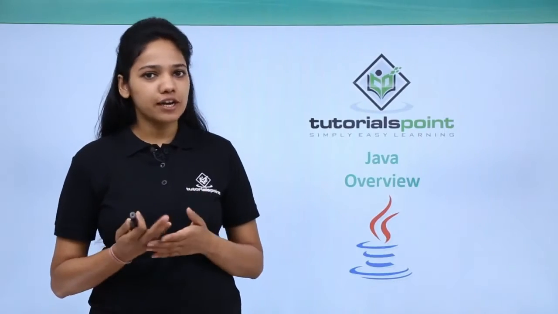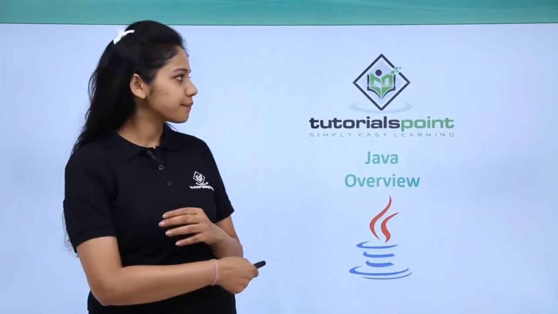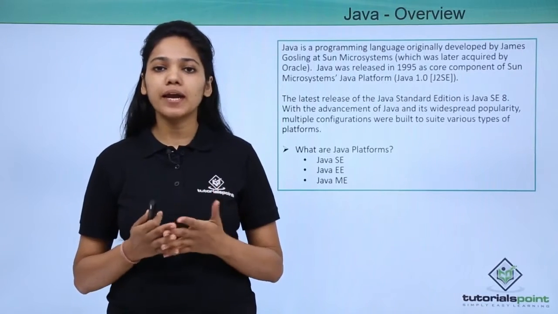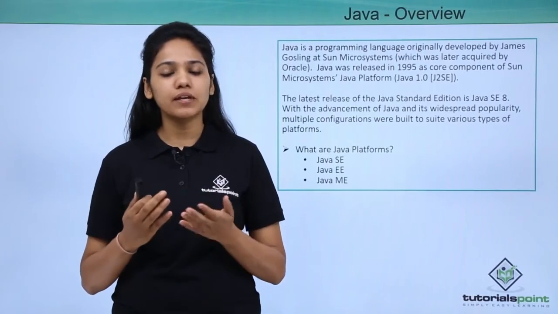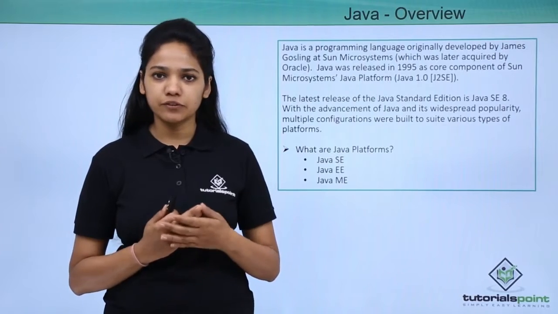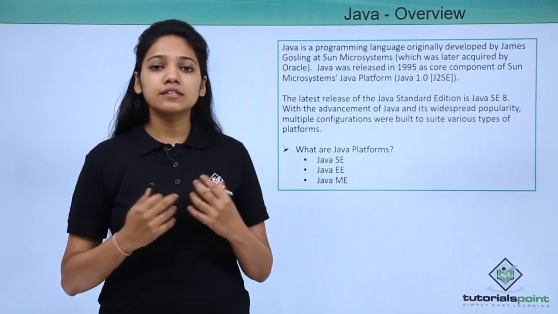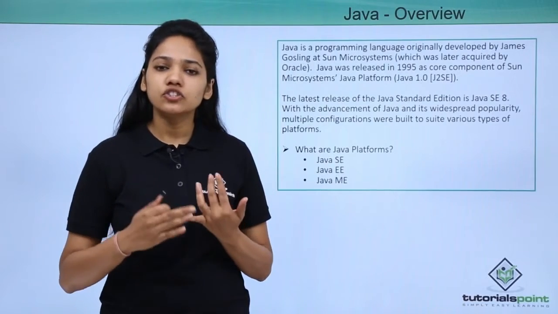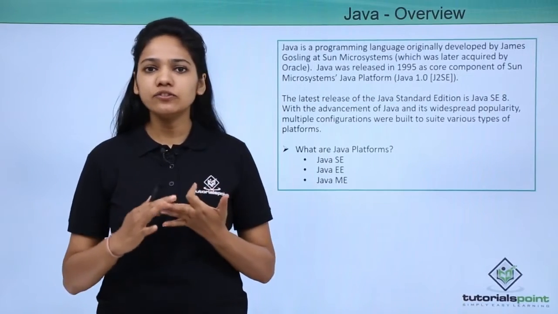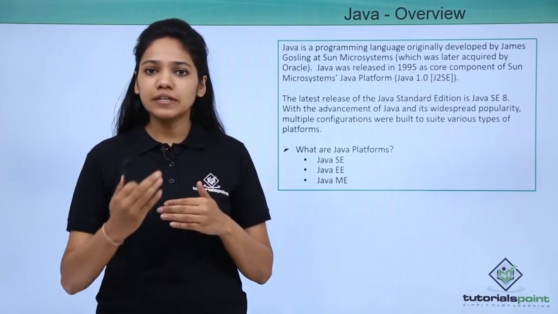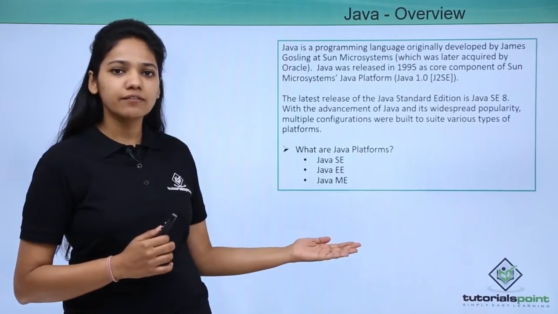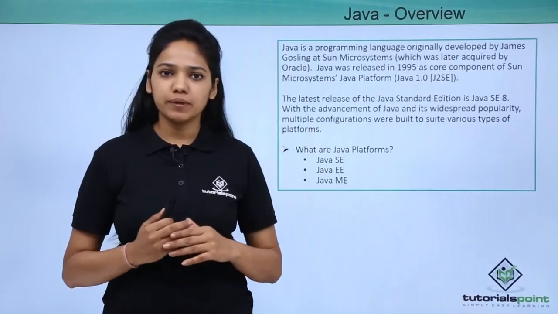Let us learn what Java is and how it works. Java is a programming language that was developed by James Gosling at Sun Microsystems in the year 1995. Java provides certain environments to run programs. These are JSE, JEE and JME. But with the latest release, it has changed its naming conventions to Java SE, Java EE and Java ME.